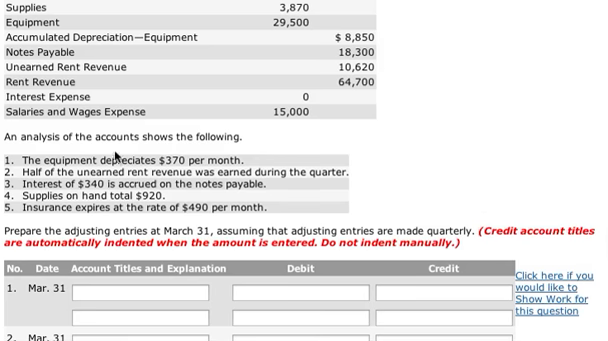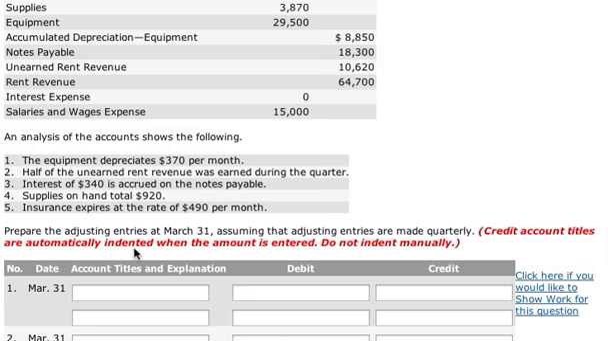An analysis of the accounts shows the following. The equipment depreciates $370 per month. Half of the unearned rent revenue was earned during the quarter. Interest of $340 is accrued on the notes payable. Supplies on hand total $920, and insurance expires at the rate of $490 per month. Instructions: prepare the adjusting entries at March 31, assuming that adjusting entries are made quarterly.